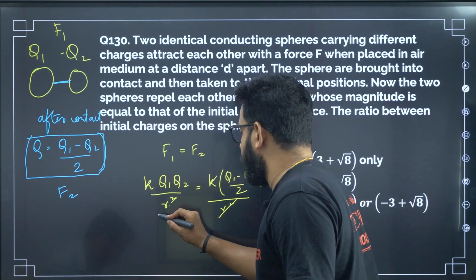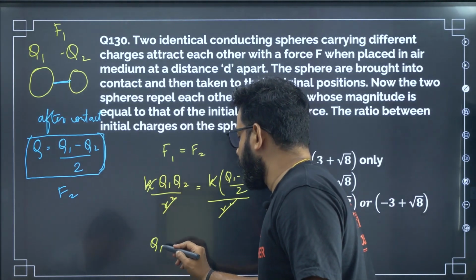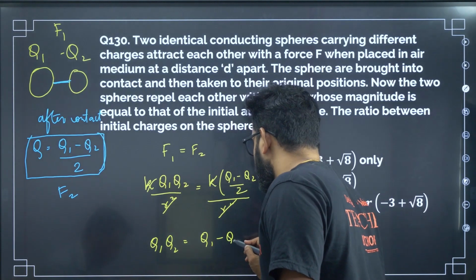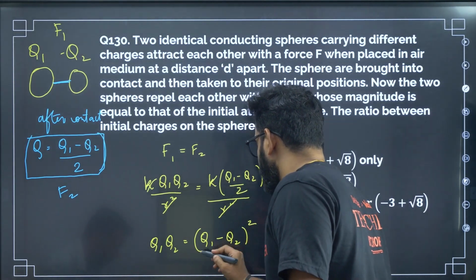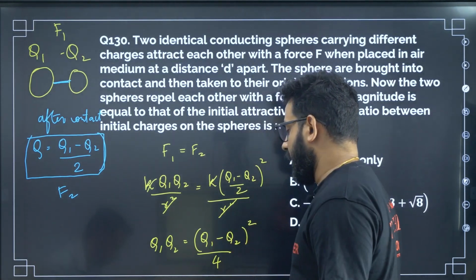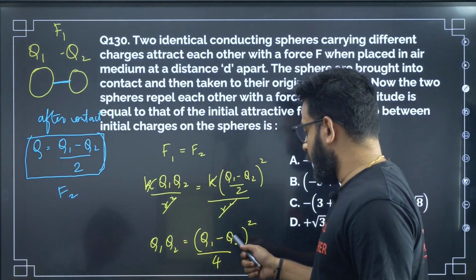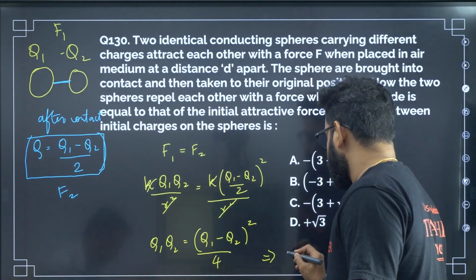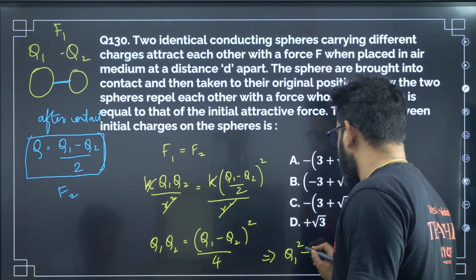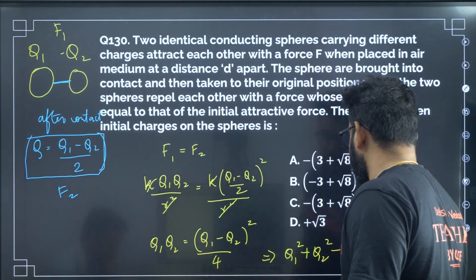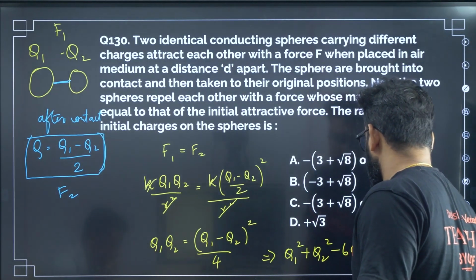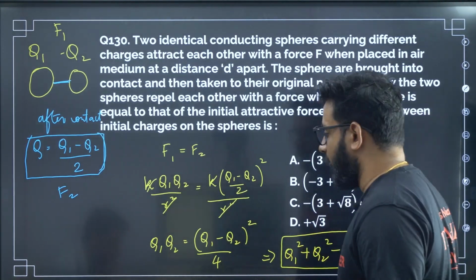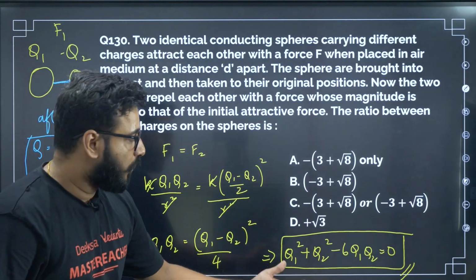Cancel all the common terms. So you will ultimately have Q1 Q2 is equal to Q1 plus Q2 the whole square divided by 4. Okay, so just cross multiply, open up this bracket, ultimately you will get a quadratic equation which is Q1 square plus Q2 square plus 6 Q1 Q2 equals 0. Yes, ultimately you will end up with this quadratic equation.